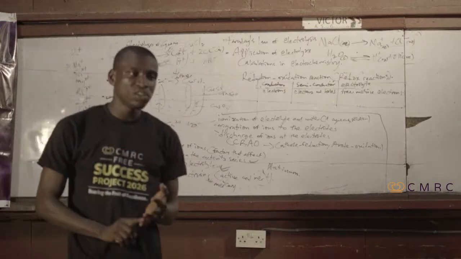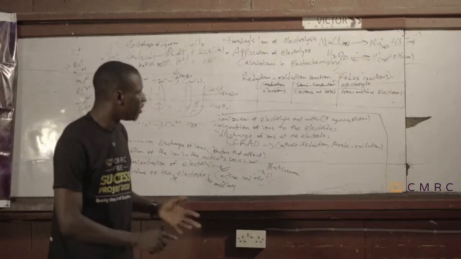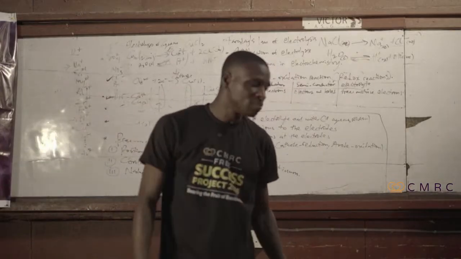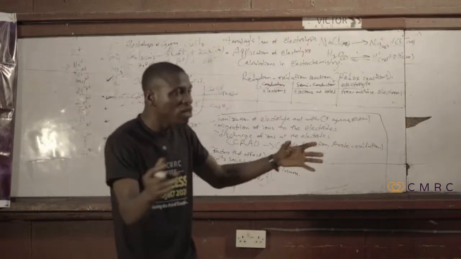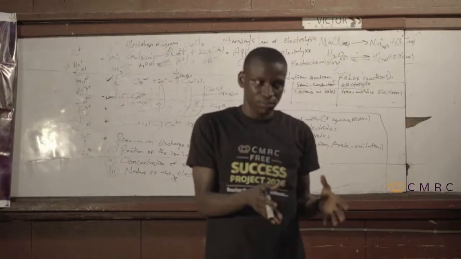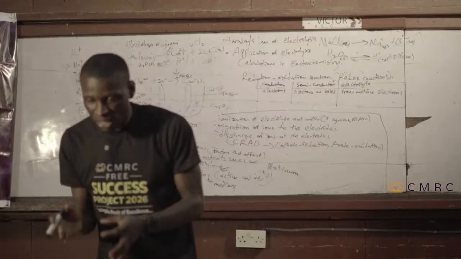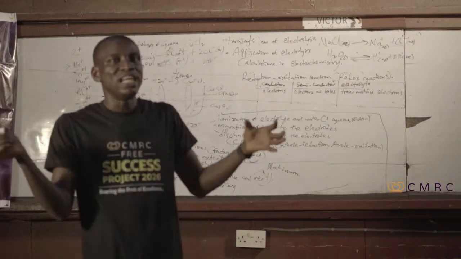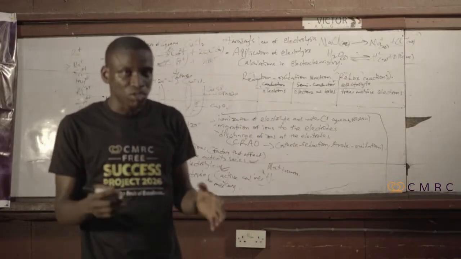Faraday's first law of electrolysis states that the mass of a substance deposited during electrolysis is directly proportional to the quantity of electricity that passes through the electrolyte. Now, the mass of a substance being deposited at electrolysis is directly proportional to the quantity of electricity that passes through the what? Through the electrolyte.